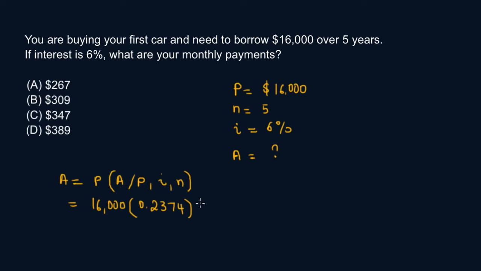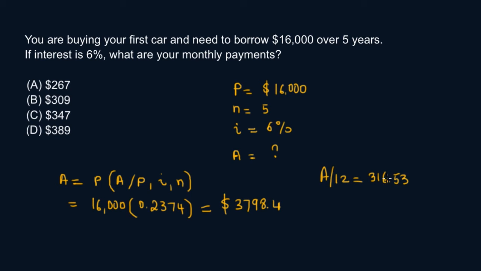So I have 3,798.4. Now, of course, this is a 12-month period, so you have to divide this by 12. So A over 12 will give you $316.53.